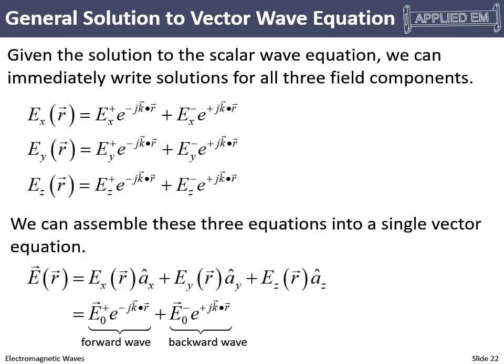That resembles the solution for a single component. It has the same exponentials. The difference is these amplitude terms are now vector quantities. We still have the negative and positive superscripts. Those are different vector quantities for the forward and backward wave, but they are now vector quantities that have an x, y, and z component. And we'll also learn that this is the polarization of the forward wave, and this is the polarization and amplitude of the backward wave.